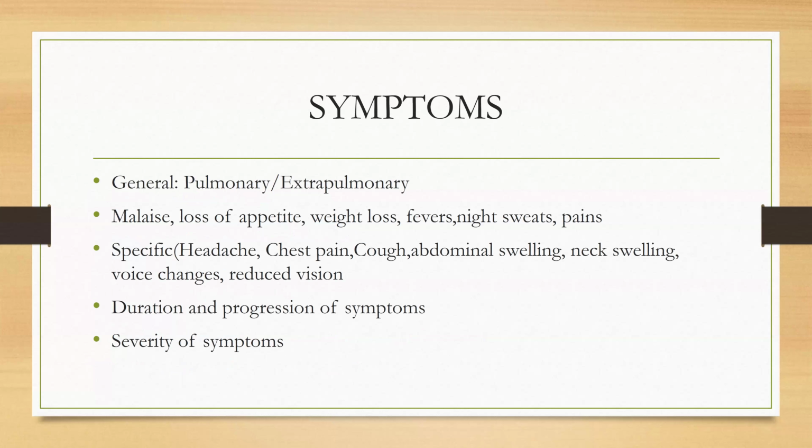TB in adults, what are the symptoms? We can say there are two sets of symptoms. They are the general symptoms. The general symptoms apply for pulmonary TB, and they apply for extrapulmonary TB. So a patient with pulmonary TB or extrapulmonary TB will have malaise, loss of appetite, weight loss, fevers, night sweats, and pains.